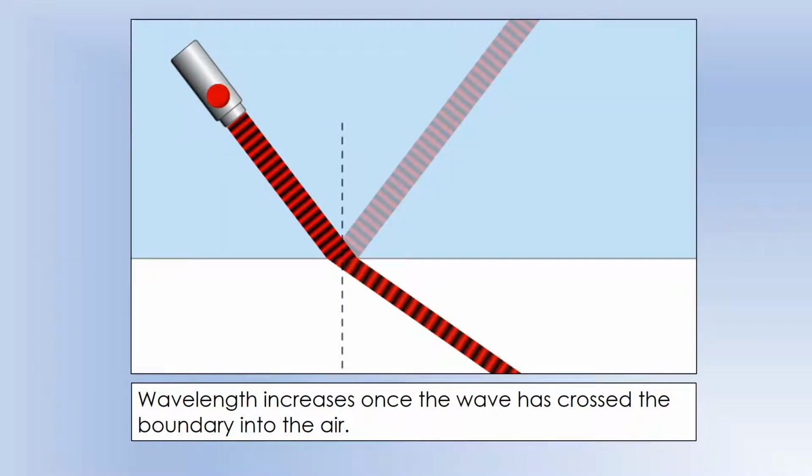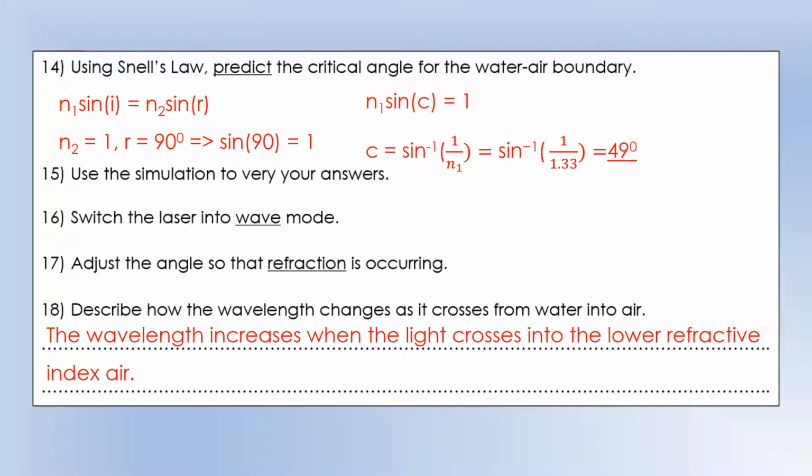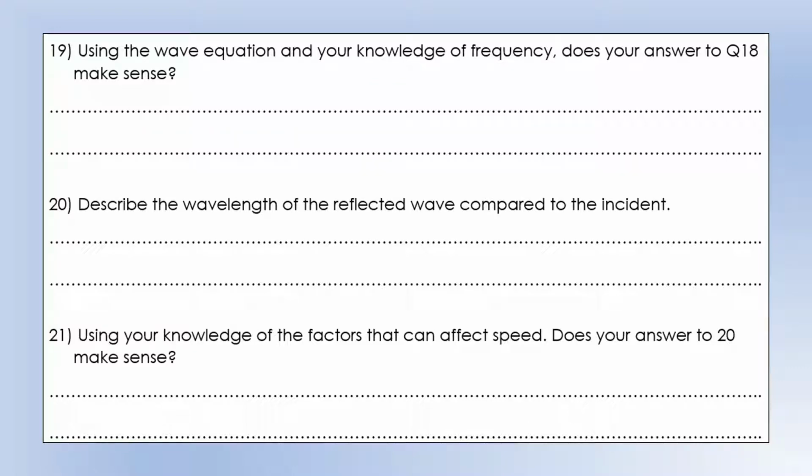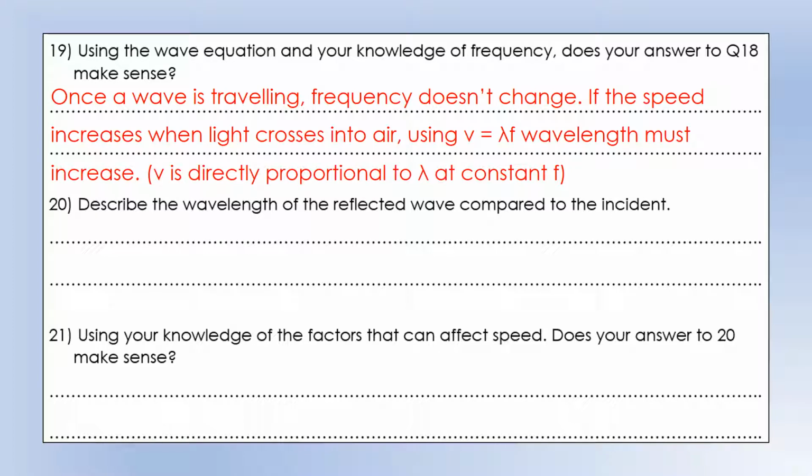Well, if we look at this diagram here, in air it has a longer wavelength than it does when it's in the water. So wavelength is increased when it crosses the boundary. Using the wave equation and your knowledge of frequency, does this answer make sense? Well, once you've emitted a wave, frequency doesn't change. We know that when it goes from water into air, the speed is going to increase. So if frequency is constant and speed increases, wavelength must increase too. So that makes sense.